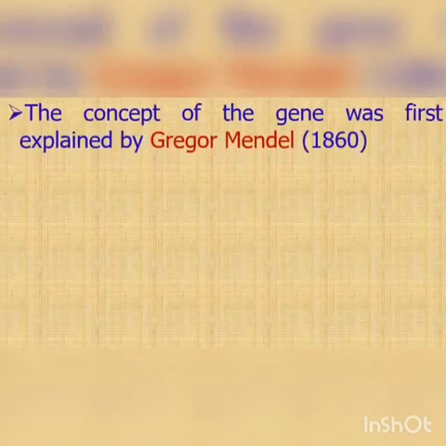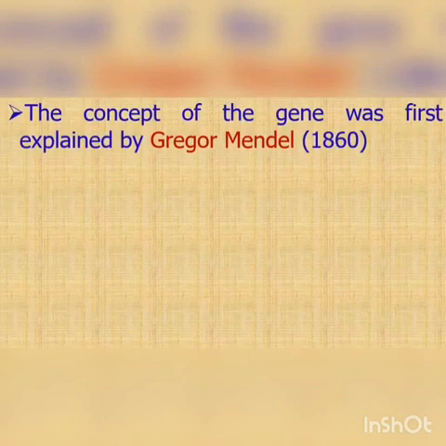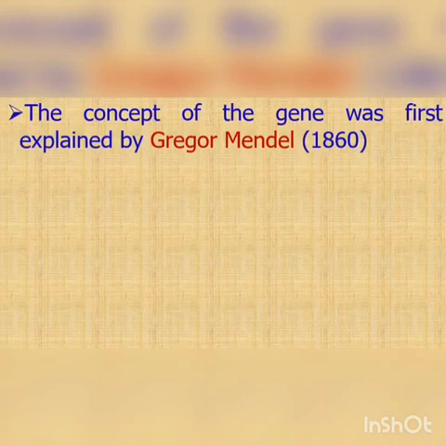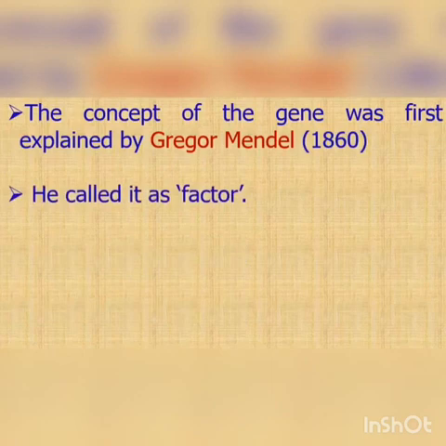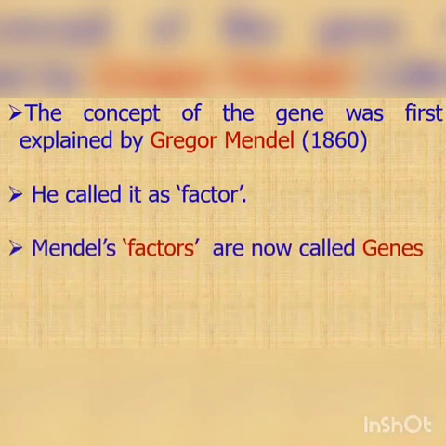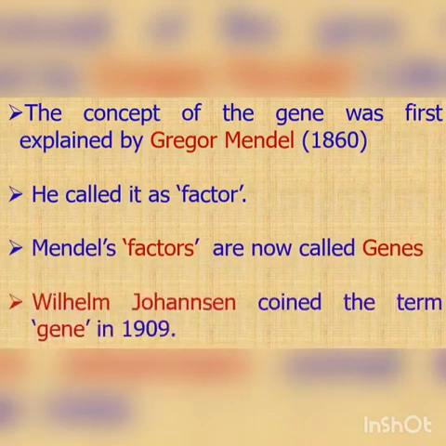The concept of the gene was first explained by Gregor Mendel in the year 1860. So Gregor Mendel explained what a gene is, how it carries the hereditary characters from the parent to the offspring with the help of a pea plant experiment, and how these characters are formed and transmitted. He called these characters factors. He never used the term gene. Mendel's factors are now called genes.